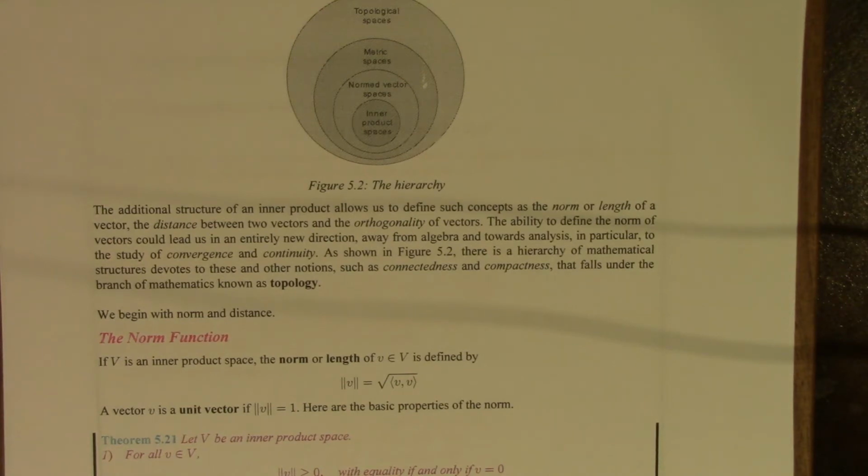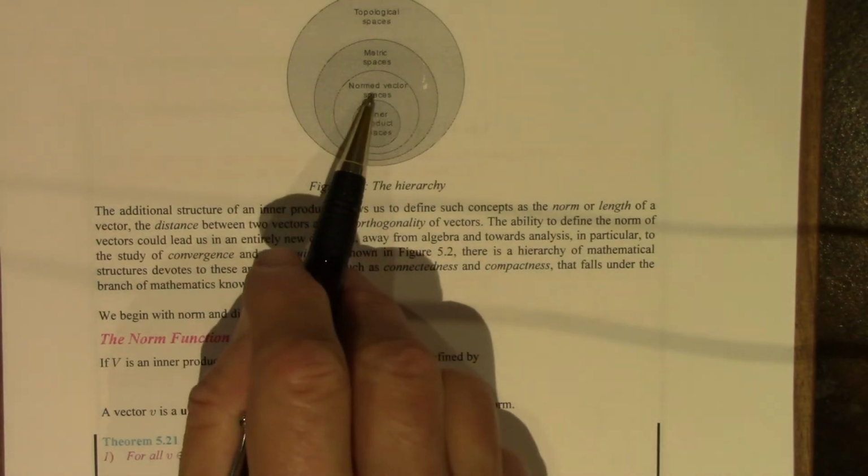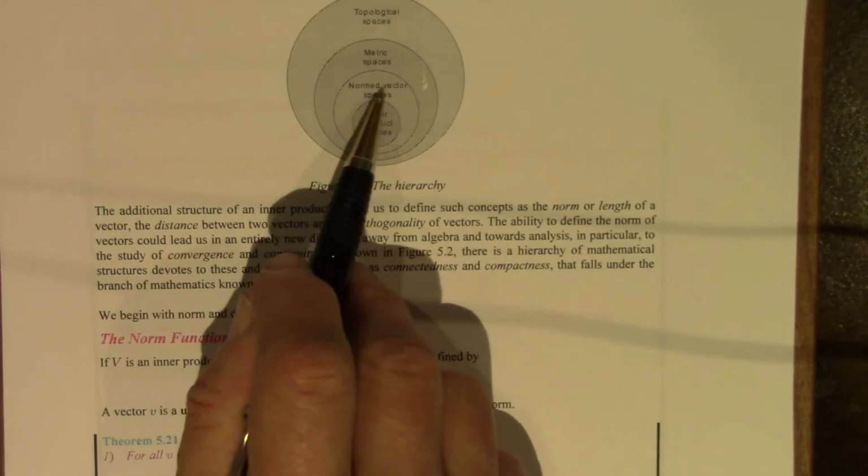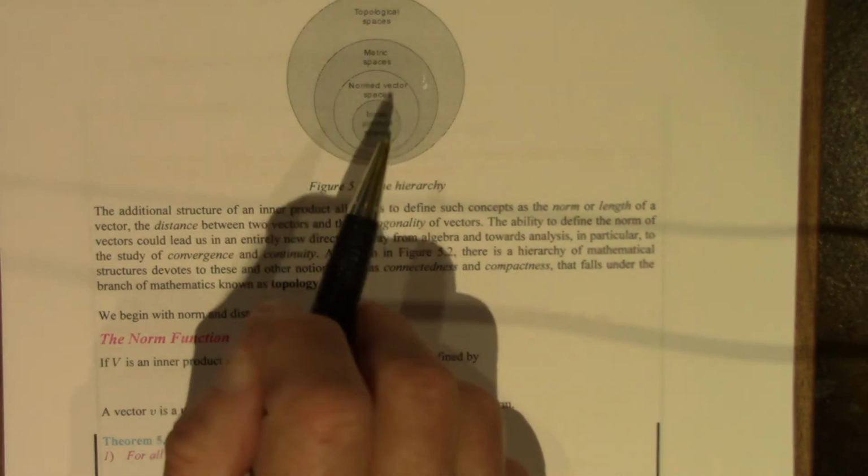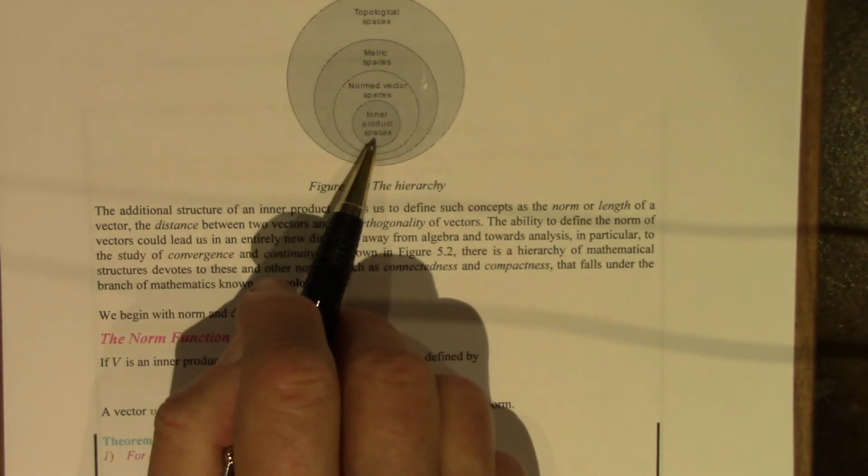Inside an even smaller class of structures are the inner product spaces. So we have this hierarchy: topological spaces, special case metric spaces, special case normed vector spaces, special case inner product spaces. We pick up the algebraic structure with the normed vector space and the inner product space.